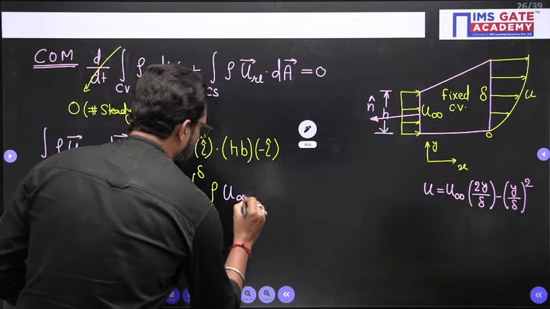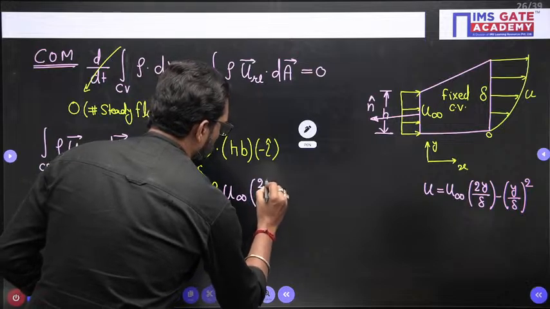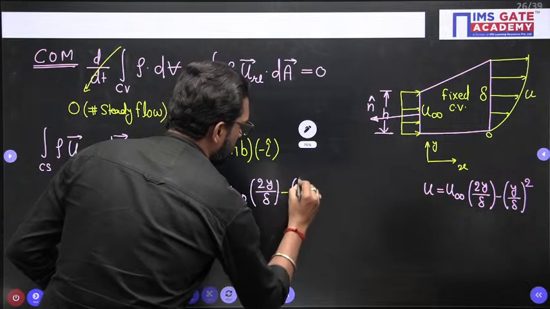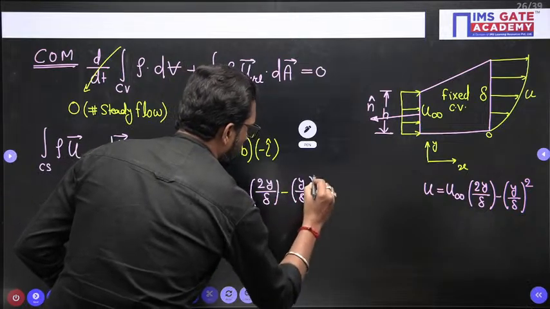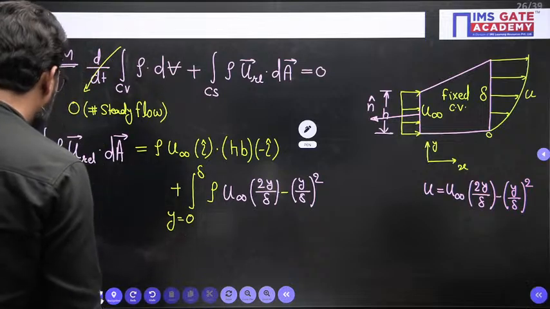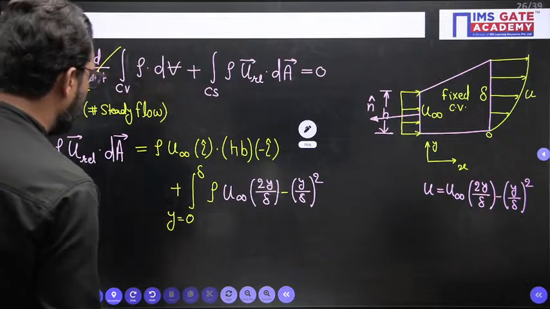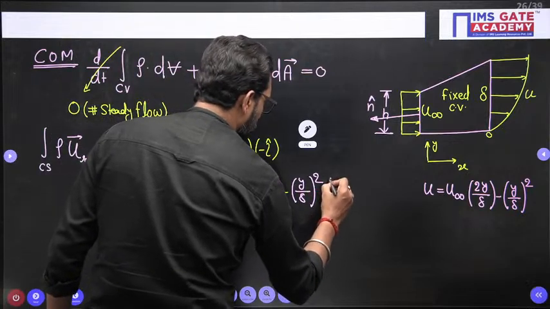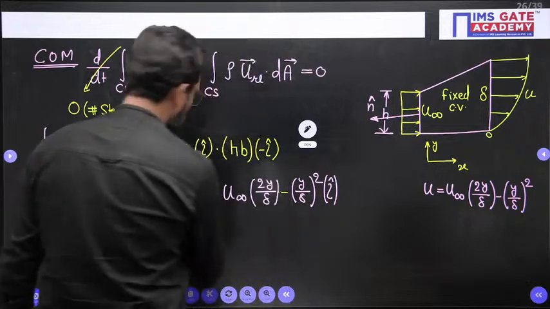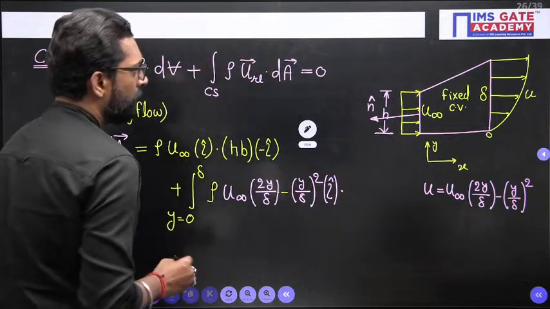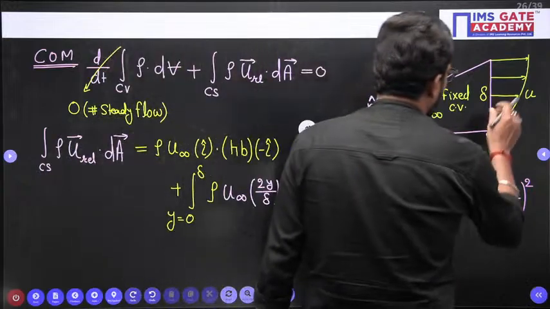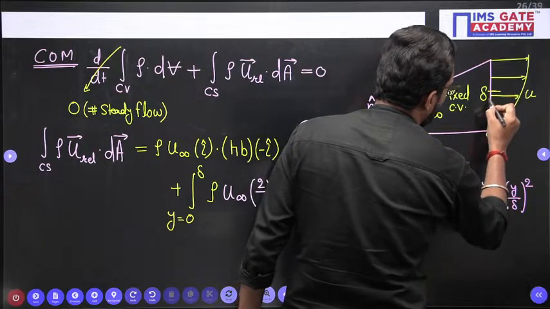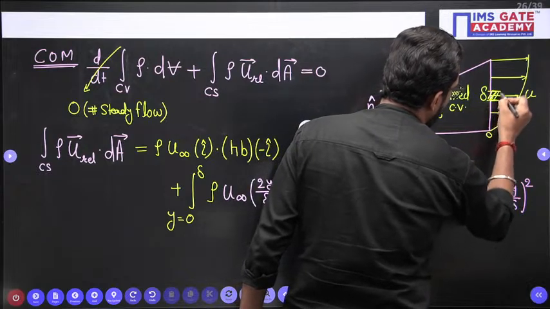U infinite, 2y by delta minus (y by delta) whole square. Yes or not? So this is the relative velocity in this direction, i direction, dot dA. Now my dear, here all the gates are uniform, but here the area differs. So let's take this dA elemental area.